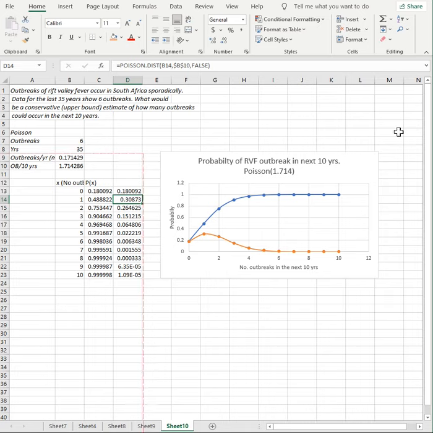Great, so that is doing a Poisson distribution. There are a few extra steps in there with the number of outbreaks per 10 years when you're trying to measure in 10 years, as opposed to just 1 year. That's why it's really important to keep that information clear and label it correctly, because then you can answer the question that they ask you.